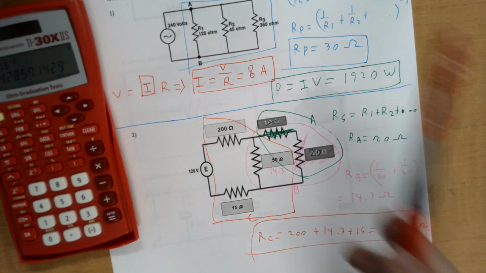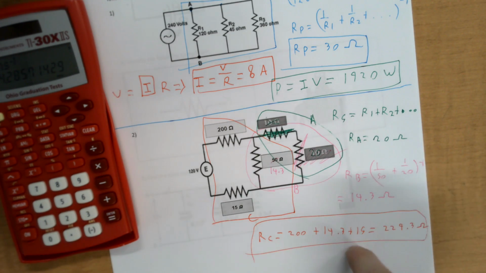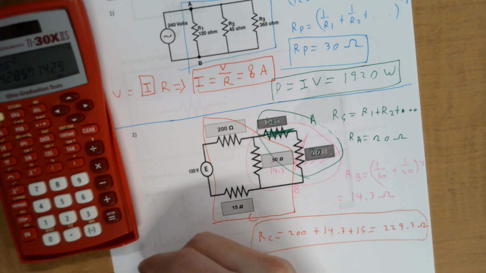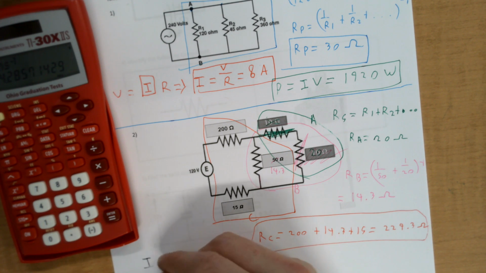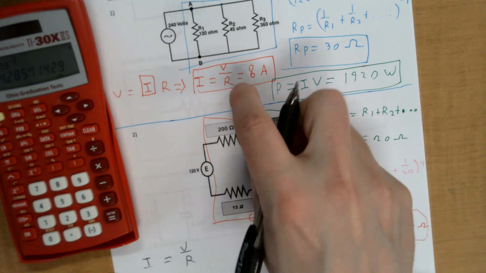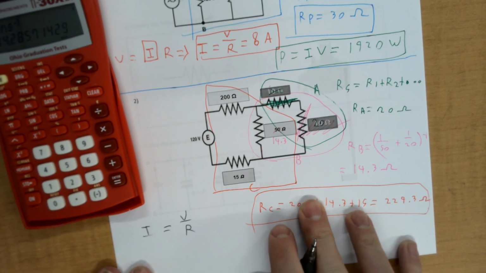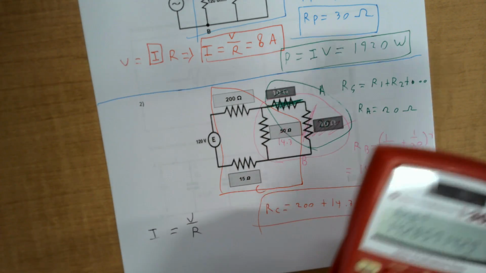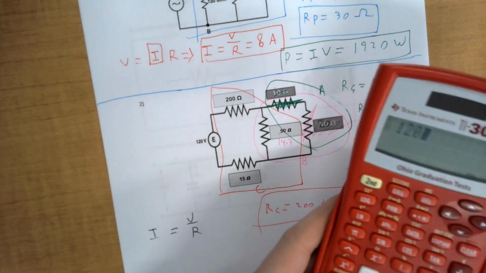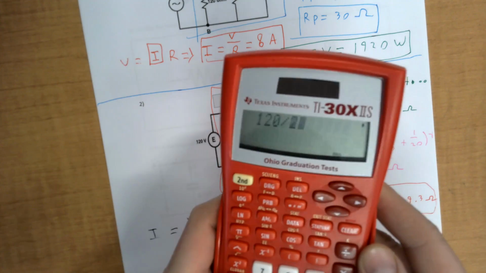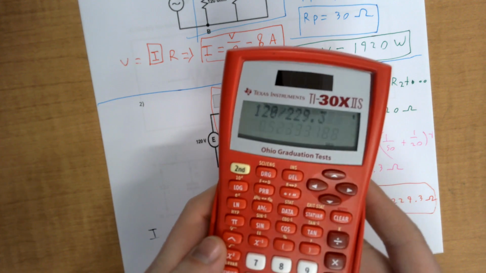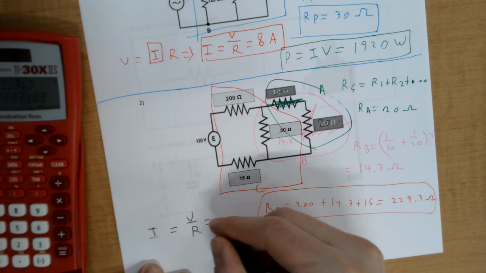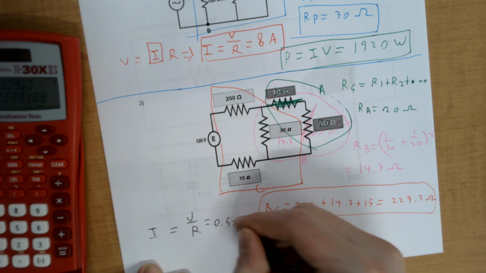Next, you want to do the same thing. You need total current, total power. So we're going to use the equivalent resistance to solve for those. Total current. Again, current we already know is equal to V divided by R, because we solved for it up here. So V divided by R. Okay, so we have 120 volts. Hey, that's American. 120 volts divided by 229.3, which is 0.52. Rounding, of course. So 0.52 amperes.